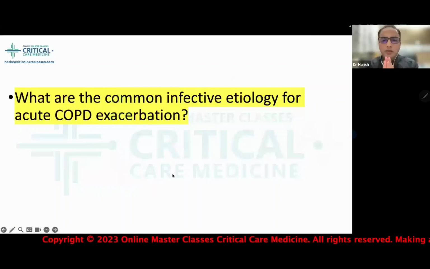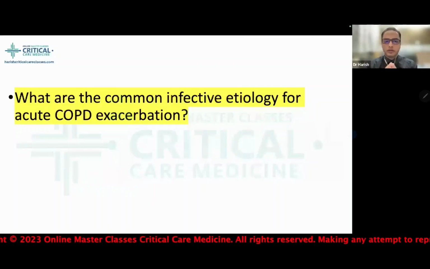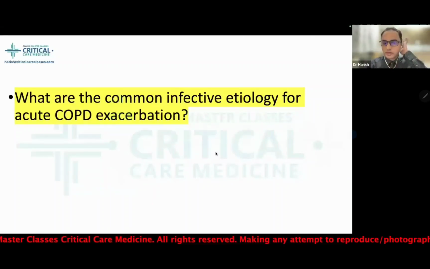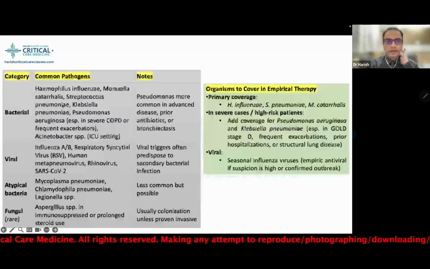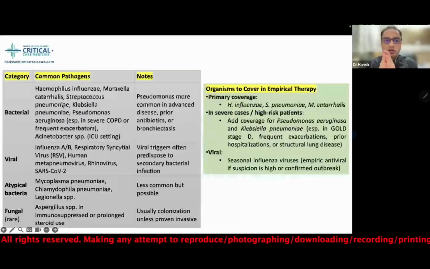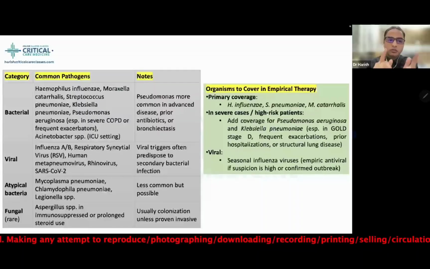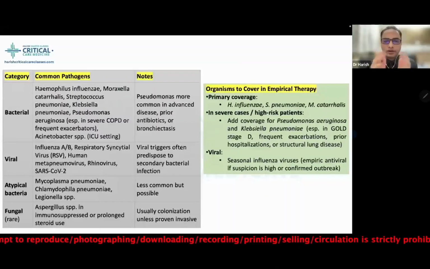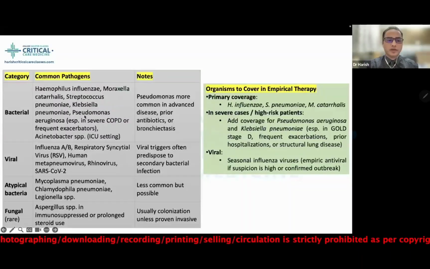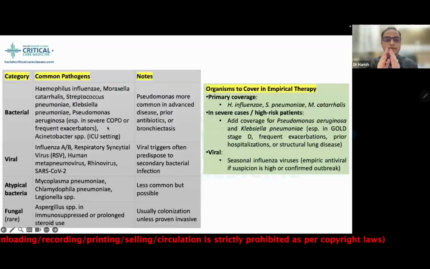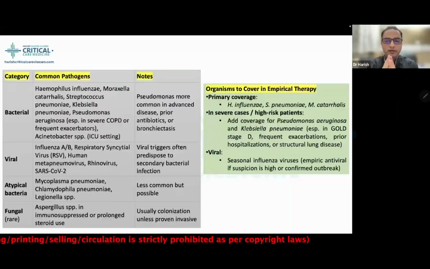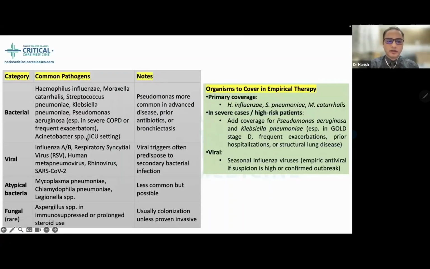Okay. So what are the common infective etiologies for acute exacerbation of COPD? So what are the infective causes? We have bacterial: Haemophilus influenzae, Moraxella, Streptococcus pneumoniae, Klebsiella. Haemophilus, Strep pneumoniae, Moraxella, these are common in India also. Next we have Klebsiella, Pseudomonas, particularly in severe COPD or frequent exacerbation, or if they have an underlying structural change like bronchiectasis or an interstitial lung disease pattern also. Acinetobacter is very rare as community acquired, and is common in the ICU setting.